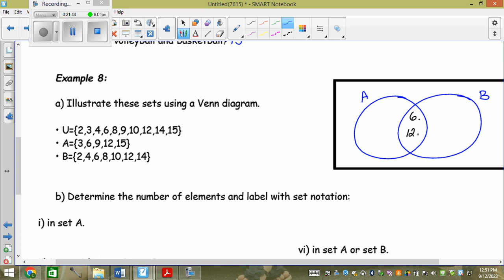So I have to show what's in the intersection of the two first. Then I go to A and state what's in A. A still includes the 6 and the 12, so I don't have to write it again, right? So I go 3, 9, 15. And then in B, I would do 2, 4, 6 is already in there, 8, 10, 12 is already in there, and 14. So then what do I put on the outside, guys?